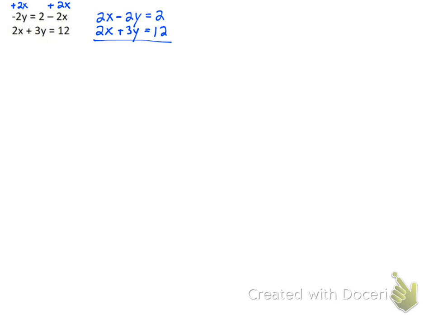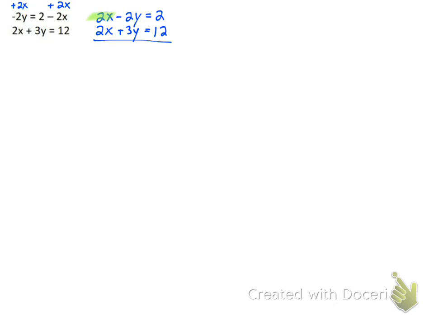These are close, but right now, again, I want to get opposites. These are the same number, but they're not different signs. So what I need to do, to get them to be the same number with a different sign, is I want to change this into a negative 2.